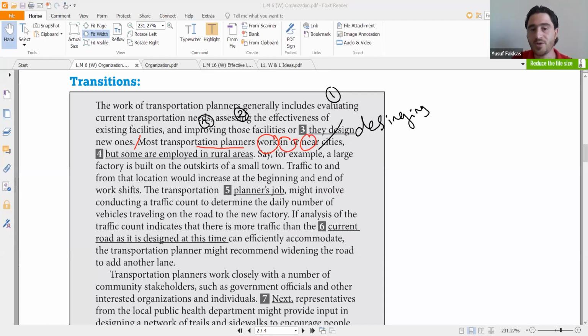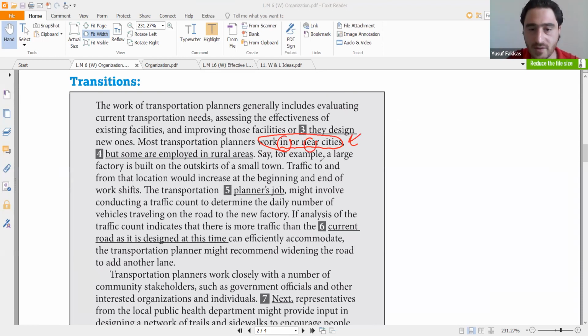So where do they work? They work in or near cities. So before the underlined part, we are told that they work where? In or near what? Cities. That's what my focus is on now. But some are employed in rural areas. This is the part where I need to decide to keep it or change it. But we said we need a transition to the sentence that follows. So I'm going to read the next one as well.